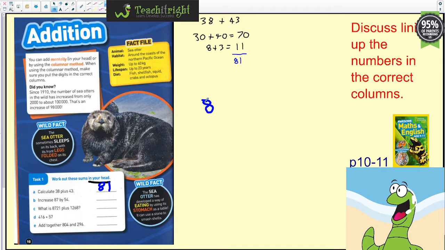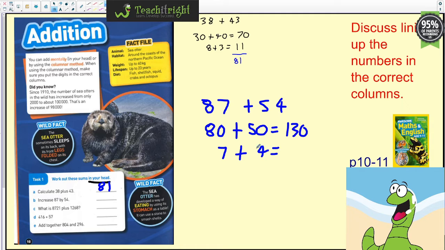So again, I'm going to do the same method. I'm going to have 87 and 54. I'm going to separate out the tens and units, so I'm going to do 80 plus 50 in my head, which I can tell equals 130. I'm going to remember that. I'm going to do then 7 plus 4. And when I do 7 plus 4, I end up with 11. And now I can remember those two numbers in my head. 130 plus 11, I can add together to get a total of 141, which is my answer for B.